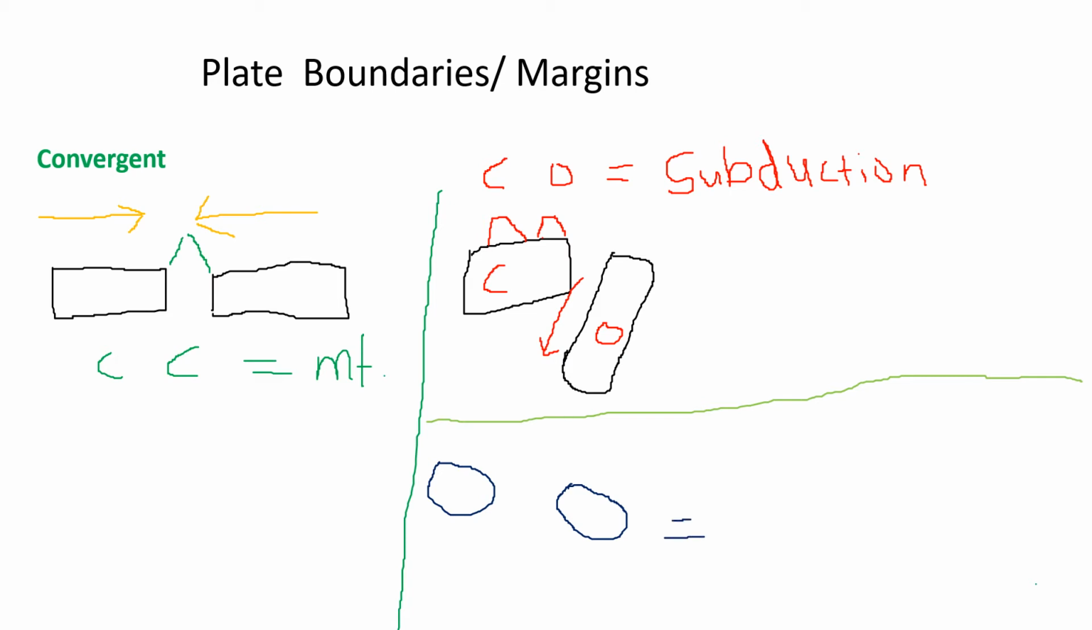So what we need to take away from this is, where we have two oceanic plates or two oceanic crusts, we'll have volcanic islands. For example, in the Eastern Caribbean.